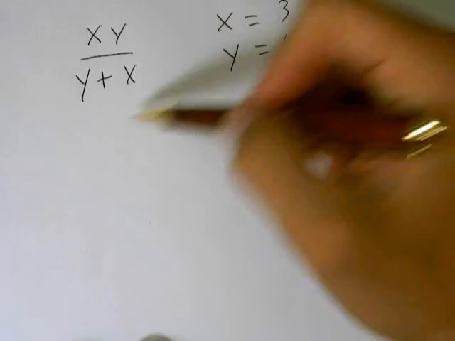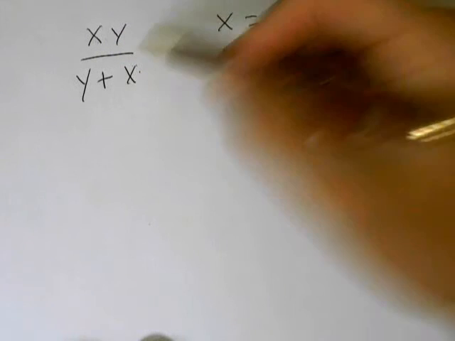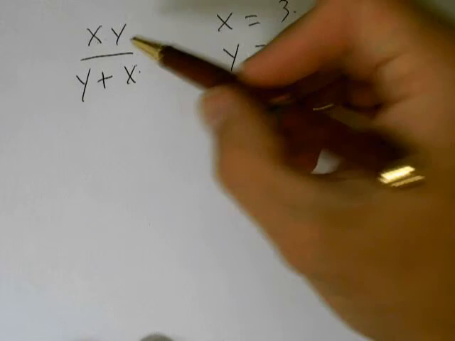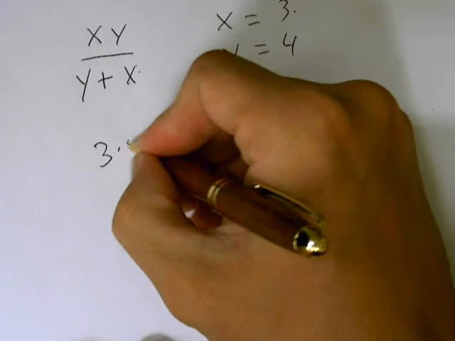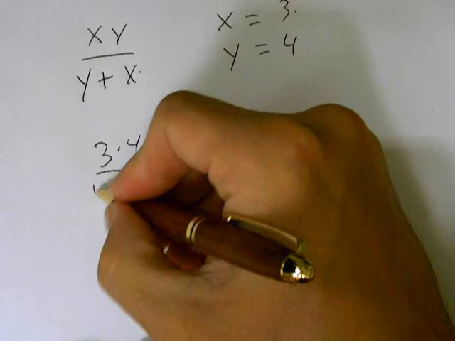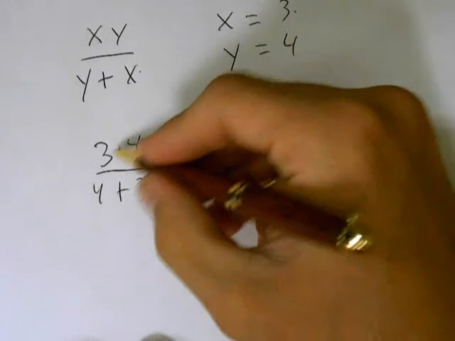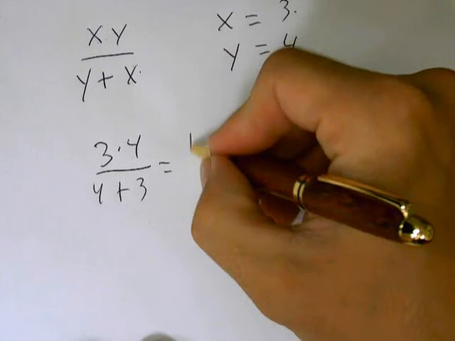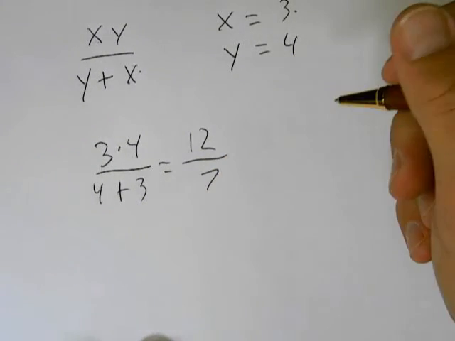So basically, to do these, all I really need to do is anywhere I see an x, and I have two of them in this case, I'm going to put in a 3. Anywhere I see a y, I'm going to put in a 4. So 3 times 4 over 4 plus 3. 3 times 4 is 12. 4 plus 3 is 7.